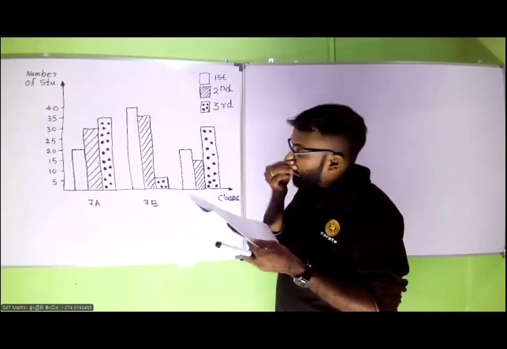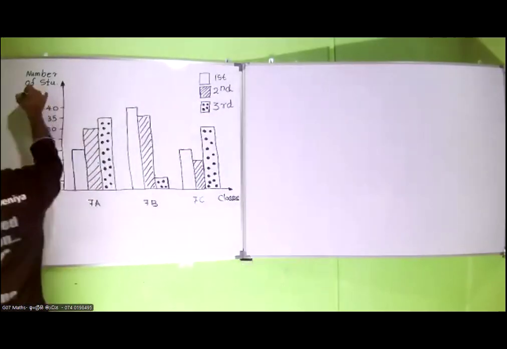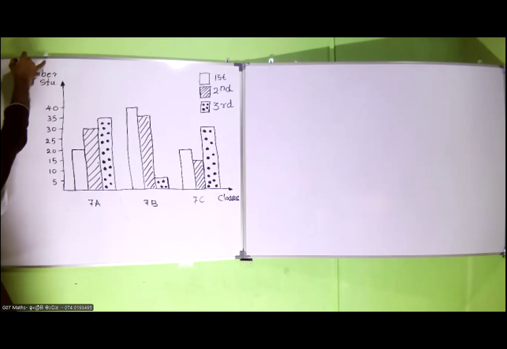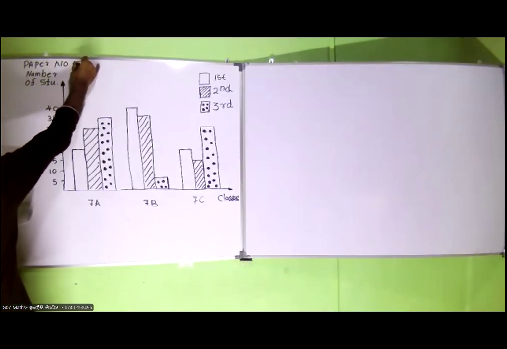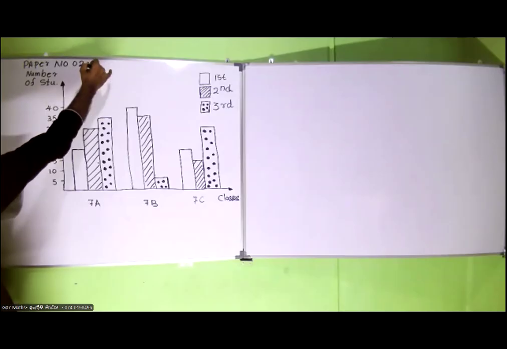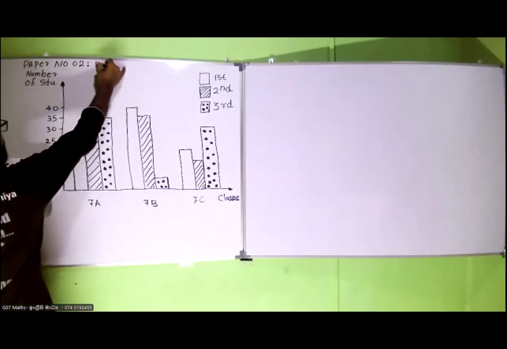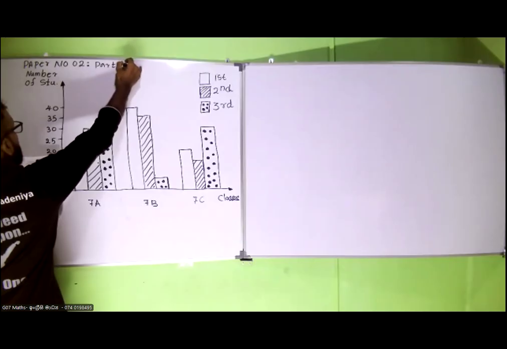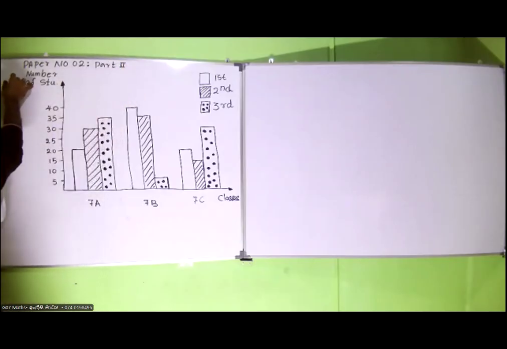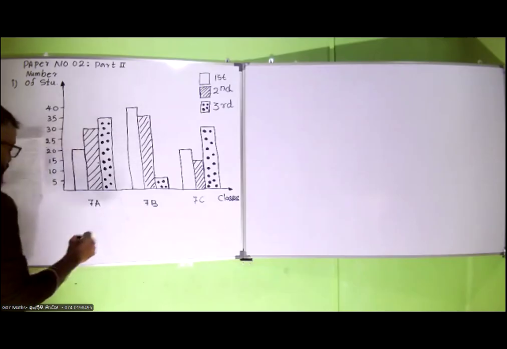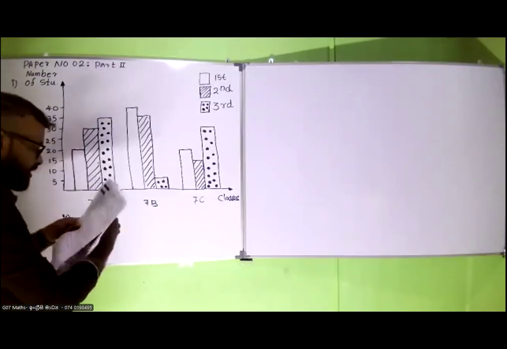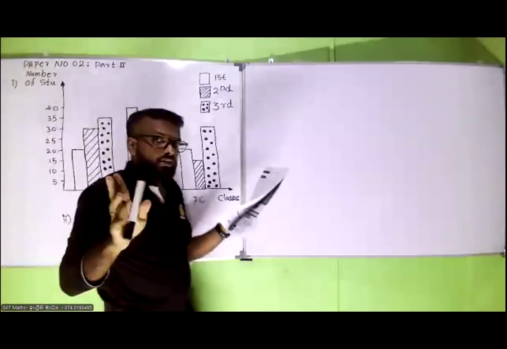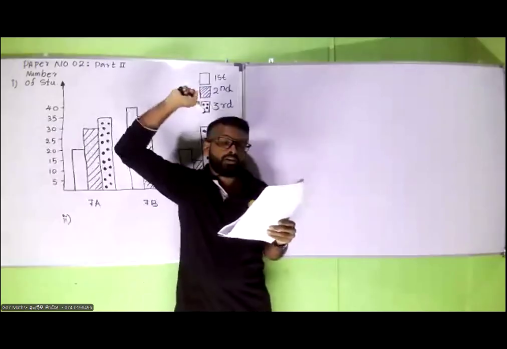Second question. So this is the first one. Paper number 2, part 2, first part. And second one, because second one again, what we have in second question, when 3 weeks are concerned, first week, second week, third week.